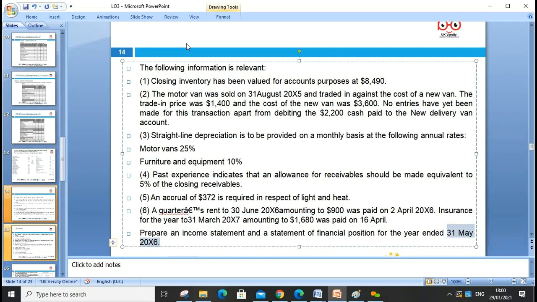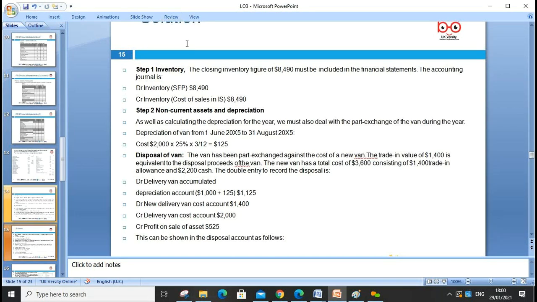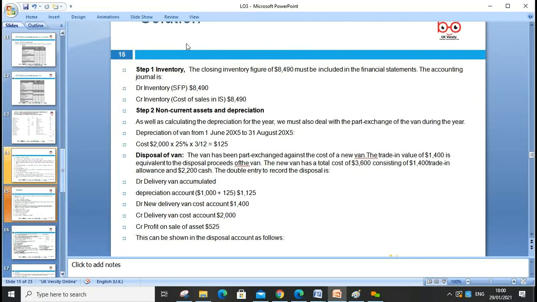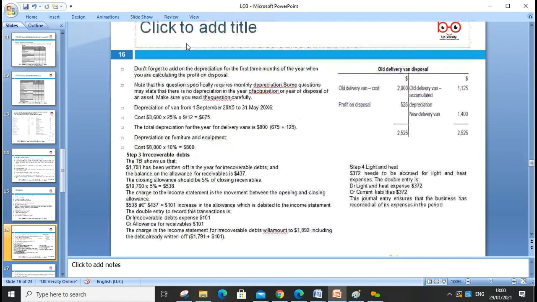Okay, we'll go through the next slide. On the next slide, we'll give all the entries. We do debit, yes, credit. Each entry we have done, yes, debit and credit. So we can go through, and then, these are the end of year adjustments.